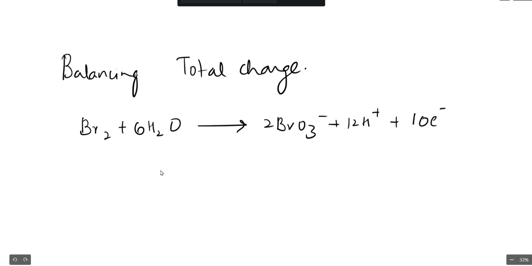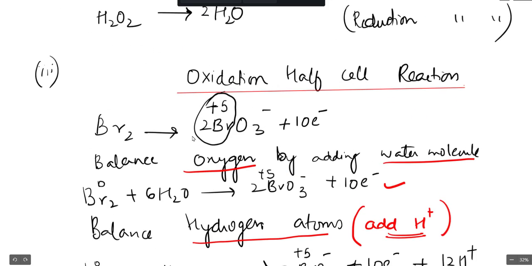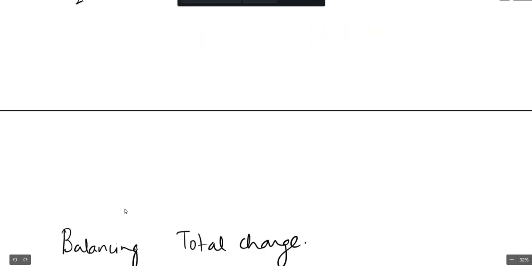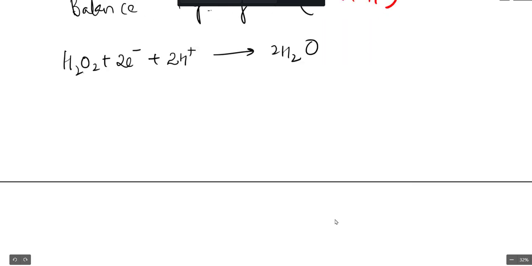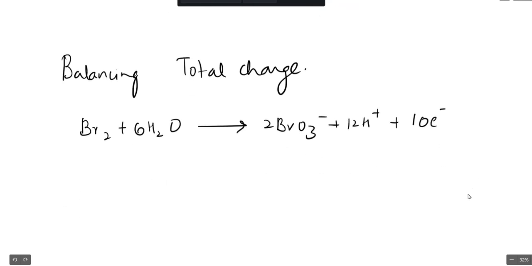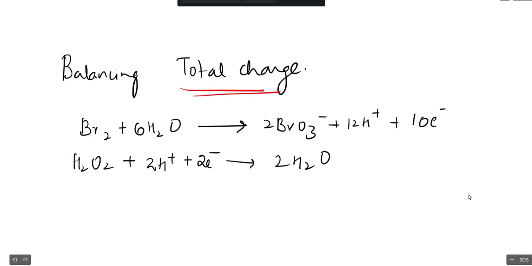10 electrons are there. Let us cross check whether it is correct or not. So, Br plus 6H2O gives 2Br minus, along with 12H plus. That perfectly I have written the same thing. Now, I'll write the reduction half cell reaction. That is nothing but hydrogen peroxide is there, 2H plus is there, along with that 2 electrons are there, and you're getting 2H2O. Now the concept. Here I need to balance the total charge. Total charge is what we need to balance.